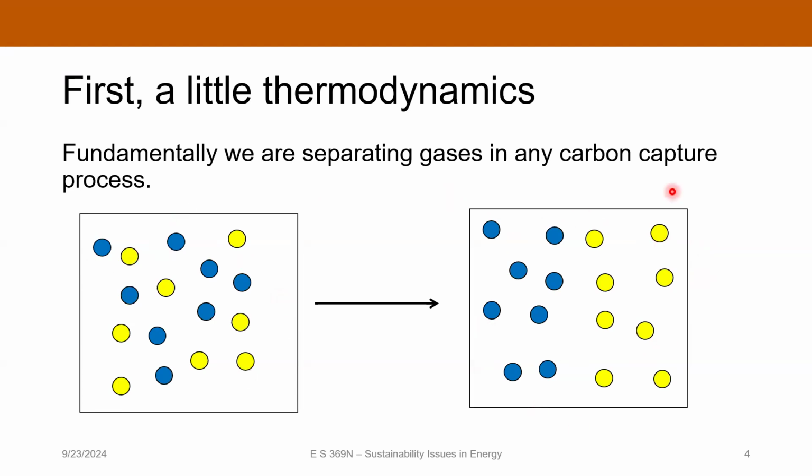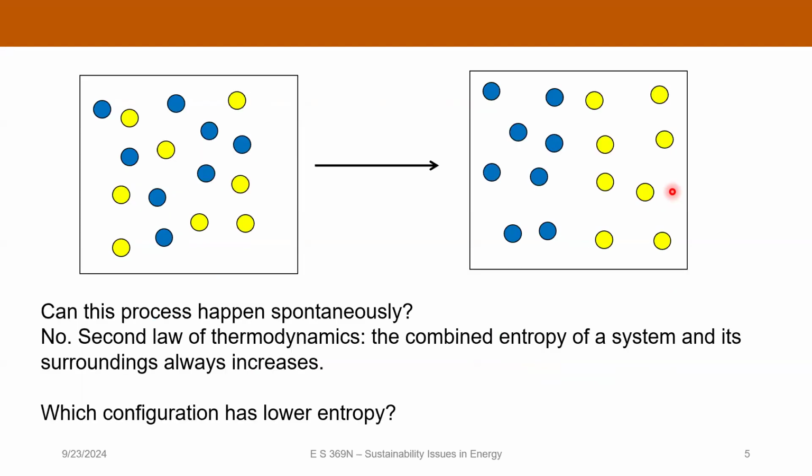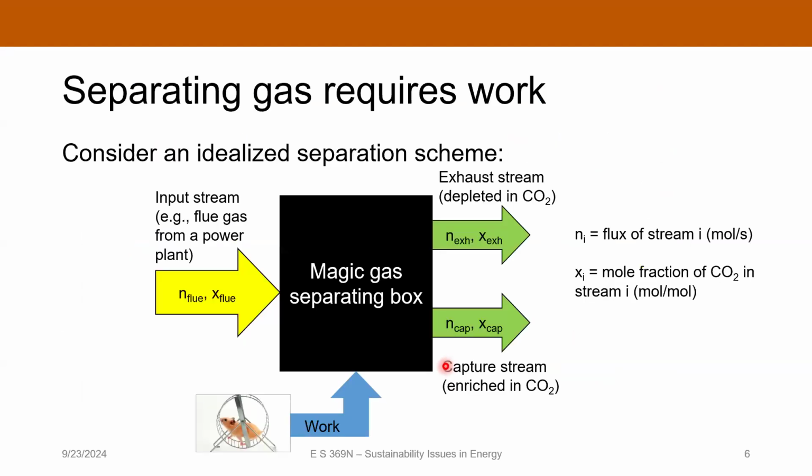And so to decrease the entropy, we are going to have to do some work on this system. And the amount by which we decrease the entropy is going to dictate how much work we actually have to do on the system. Okay, so the other question is, can this process happen spontaneously? And the answer is no, you can't spontaneously have a reduction in entropy because of the second law of thermodynamics. And we already figured out which one of these has lower entropy, so we need to do some work on the system.